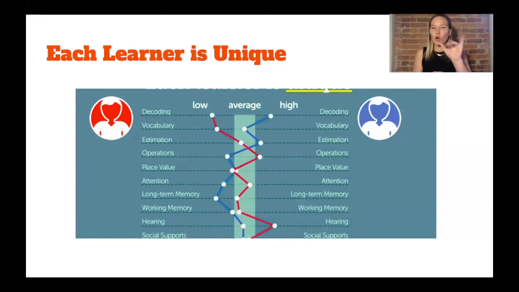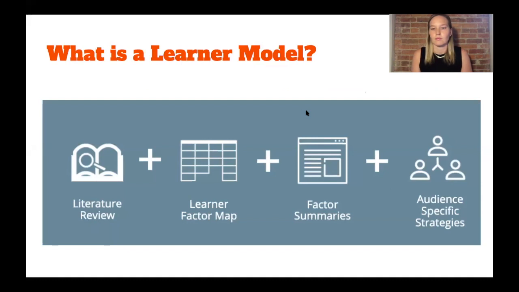So for example, the student on the left needs strategies to support decoding skills, and also long-term memory. They need both types of support in the lesson plan. But if you provide those supports, that can support both the student on the right and the left, and even all students in the classroom.